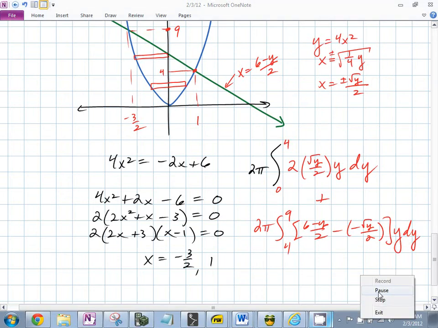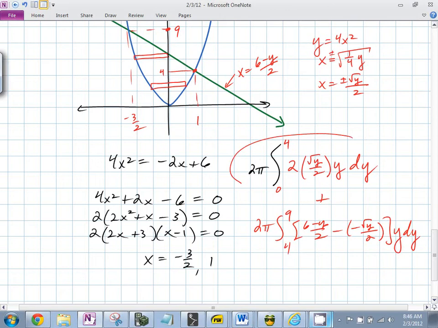We are rotating around the x-axis. Yes, if we're rotating around the x-axis in terms of y for shells. But here's the thing. My question is, this right here, we have to do these two. This is the shells, right? Everybody sees that?